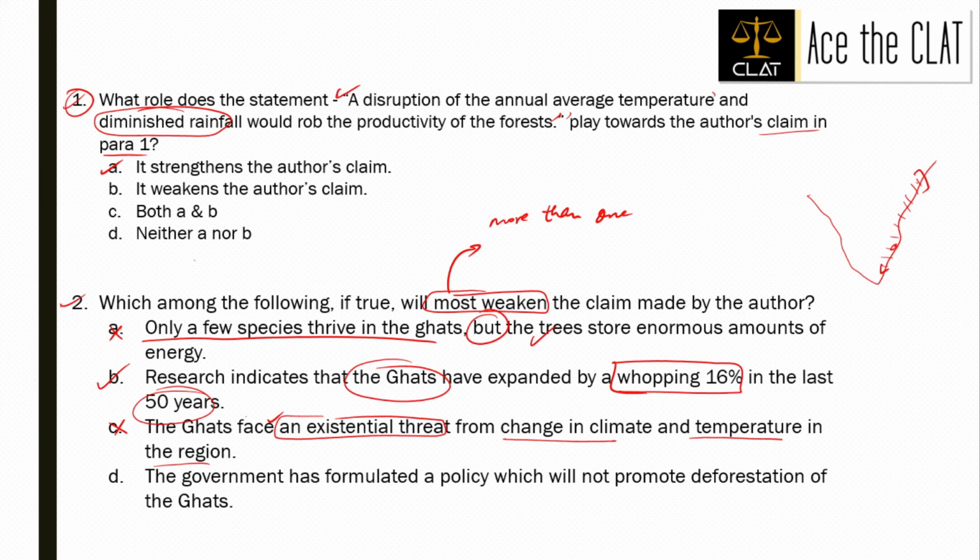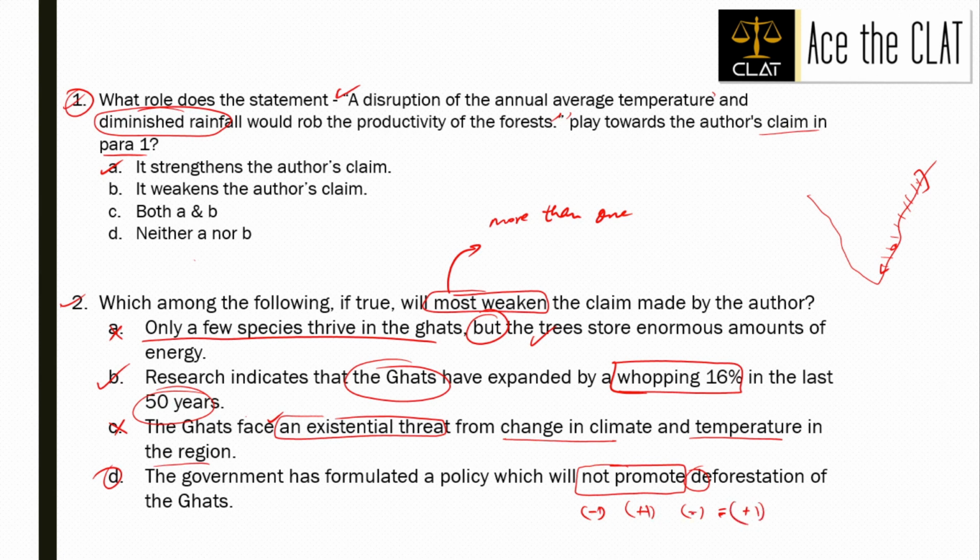The government has formulated a policy which will not promote deforestation of Ghats. Okay, the question setter over here has played with the words, right? Do you know the meaning of? Look at these two words carefully. Not promote, and even this word deforestation. Not, which is a negative word, promote, which is a positive word, and de, which is again a negative word. And if you take the product of all these three words, you will get a positive one.